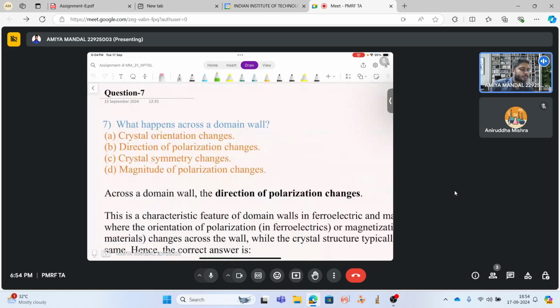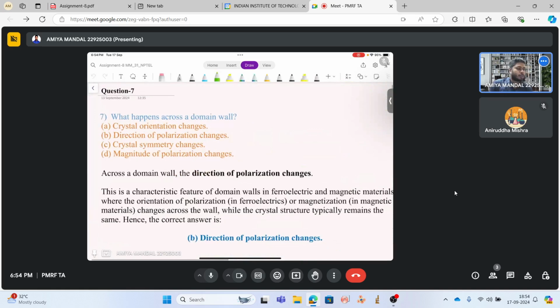Next question, question number seven, is about what happens across a domain wall. Just read the four options. Crystal orientation changes. The orientation does not change. Direction of polarization changes. That is the answer. Crystal symmetry, no, crystal symmetry does not change. Magnitude of the polarization changes, no, the magnitude of the polarization is the same. So across the domain wall, only the polarization direction will change.